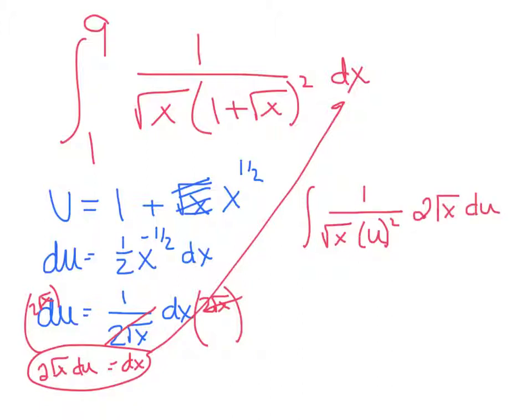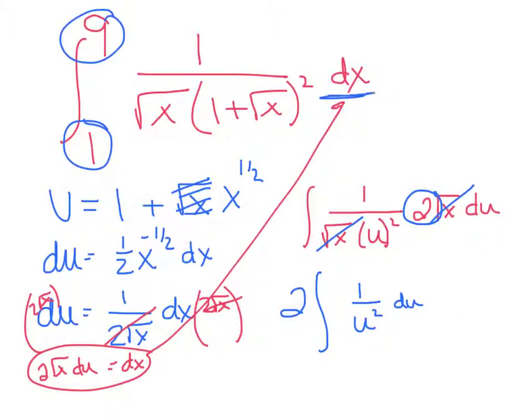Now look how beautiful that is. This radical x can cancel with this radical x. This 2 is not in the denominator, so I'm going to pull it out as a positive 2, 1 over u squared du. And let's go get our bounds. I need u bounds. These bounds, I know go with x because those bounds are with the dx. So I need to go get u bounds.